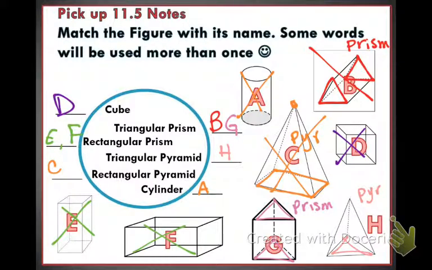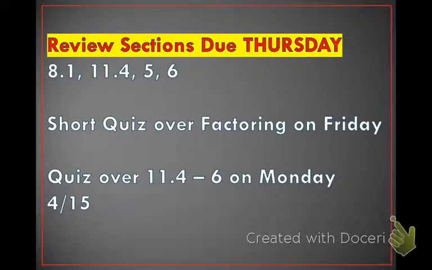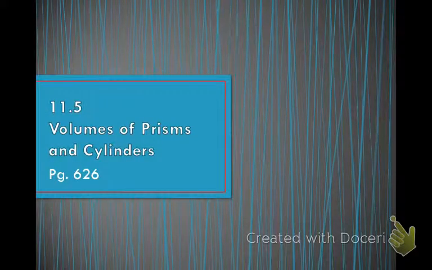So, we are going to talk about prisms. At one point, we're going to go over the area formulas again. If you don't know them, I would write them down on this paper. But just to remind you, your review sections are due on Thursday. You now have 3 out of 4 of them. If you're not going to be here and you want to get a head start, 11.6 is already on that table. You'll have a short quiz over factoring on Friday, and then a quiz over volume on Monday. Okay? So, we're going to talk about volume.